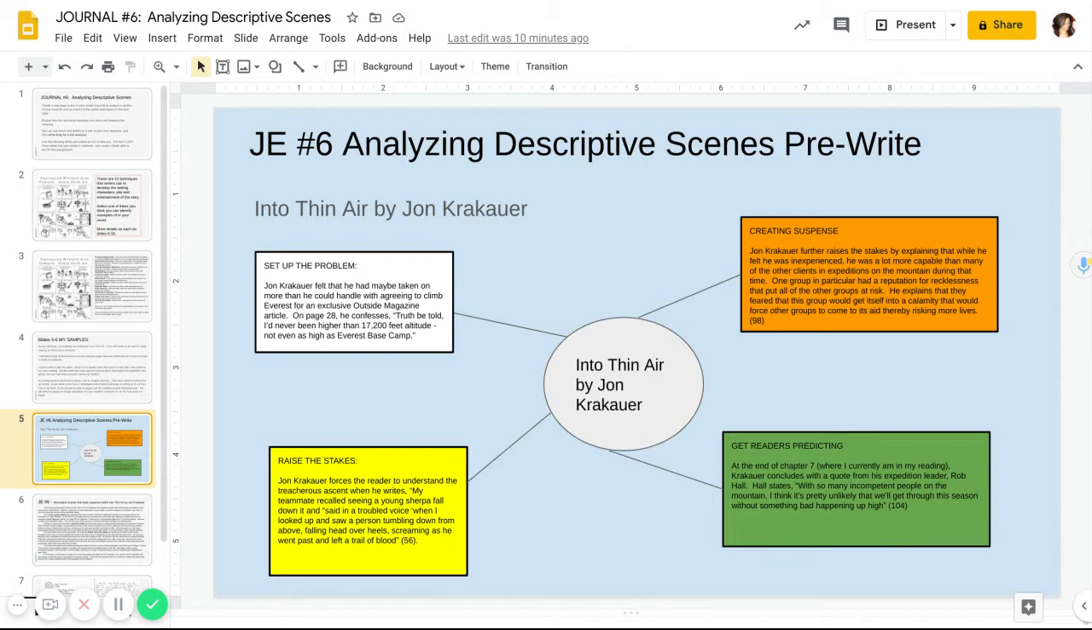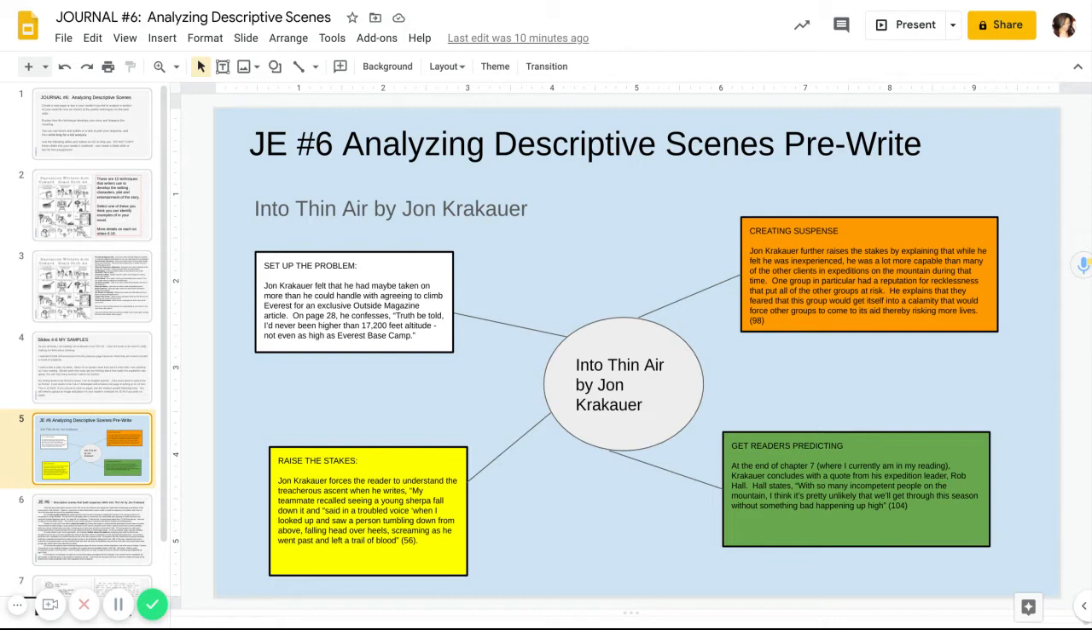Raise the stakes. John Krakauer forces the reader to understand the treacherous ascent when he writes, "My teammate recalled seeing a young Sherpa fall down it and said in a troubled voice when I looked up and saw a person tumbling down from above, falling head over heels, screaming as he went past, and left a trail of blood." And when I read that in the book, I marked it because it freaked me out a little bit. Like, could you imagine being on this mountain and you're climbing and all of a sudden somebody cartwheels past you screaming and crying and there's blood being spattered. And I just thought how terrible of a situation that must have been.